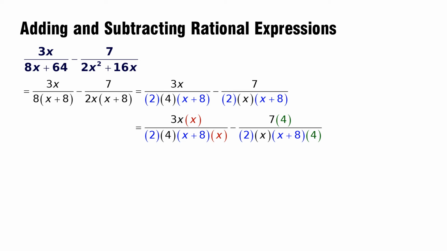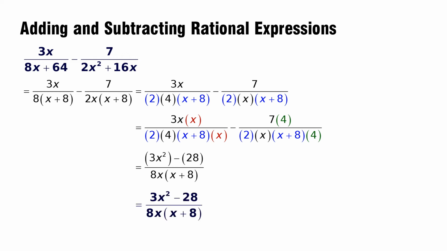When we simplify each of the numerators, we come up with 3x squared minus 28. Now, in this one particular problem, if we remove the parentheses, it's really not going to make much of a difference. And in fact, we come up with our final simplified expression, the quantity 3x squared minus 28, all over 8x times the quantity x plus 8.